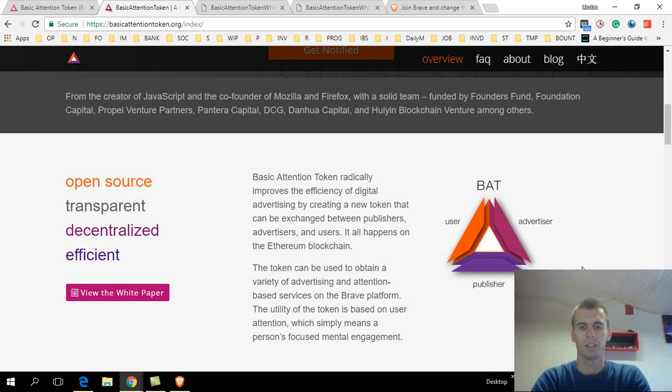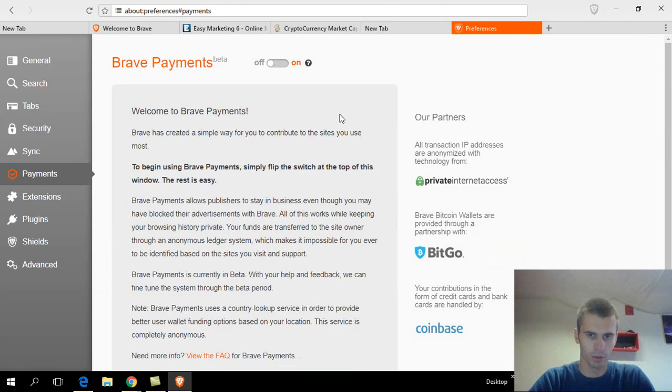So there are plenty of problems, and Basic Attention Token and the Brave browser, which is the new browser they are creating and building up, is going to solve them. It's not just a single problem that they are trying to solve; they are actually trying to revolutionize the way that we are browsing. So let's take a quick look at the browser.